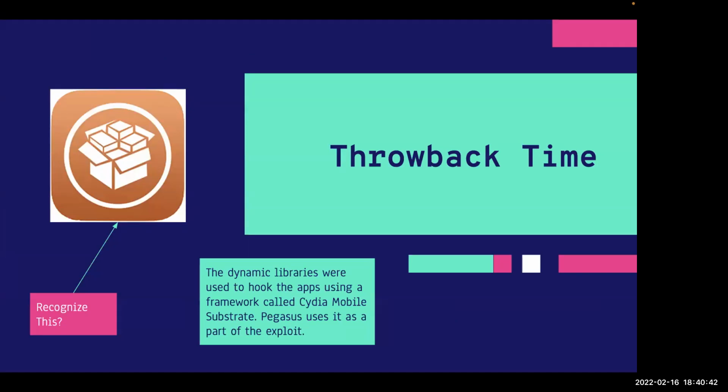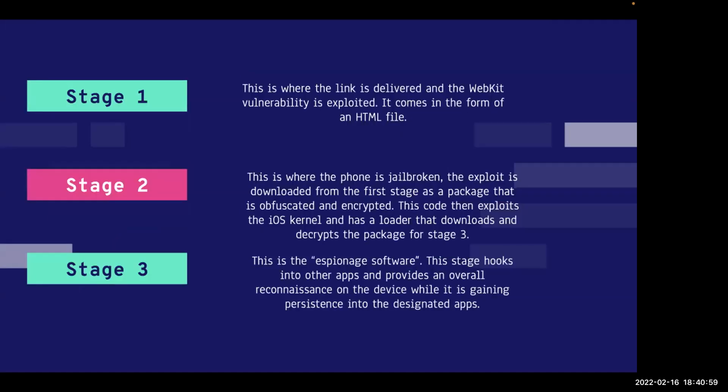And just a throwback for anybody that used to jailbreak their iPod Touch 2nd generation back in the day, Cydia is actually used in this. They stole a mobile substrate from Cydia and programmed it to do what they wanted, just to help them with the jailbreaking process. And in stage 1 of that, that's where that link is delivered and the web vulnerability is exploited. It comes in the form of an HTML file.